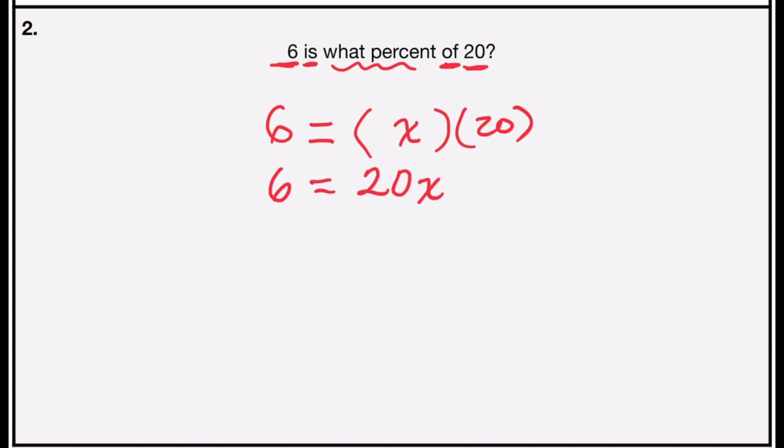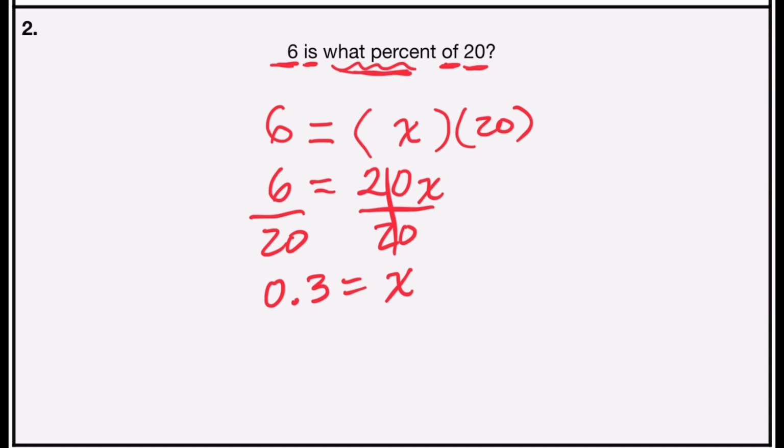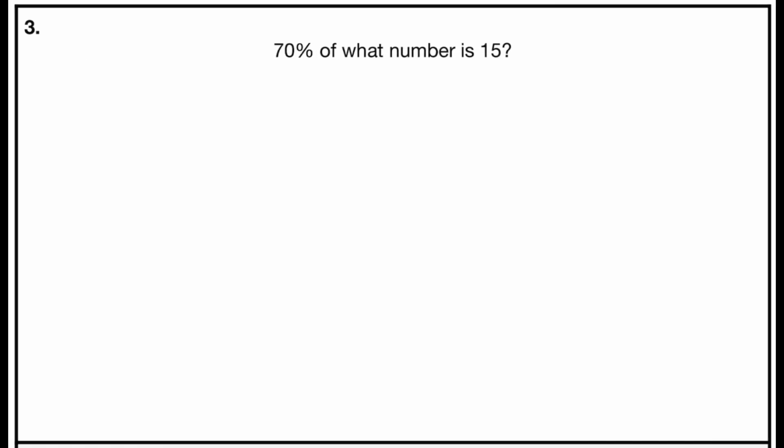Now I'm just going to solve for x. Divide both sides by 20. 6 divided by 20 is 0.3. 20 divided by 20 is 1x. So x equals 0.3. Since that's in the decimal form and the question asked for the percent, I'm going to have to multiply that by 100. Or I could take the decimal and move it 2 places to the right and find out that my answer is 30%.